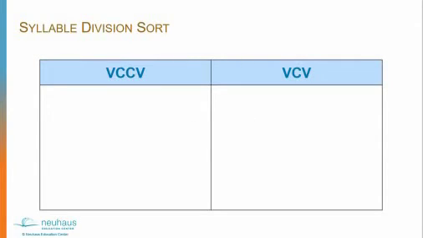Let's practice identifying syllable division patterns. Think about the steps for syllable division for each word. For the first word, there are 2 sounded vowels. There are 2 consonants between the vowels. What is the pattern? That's right, VCCV. The word is bobbin.